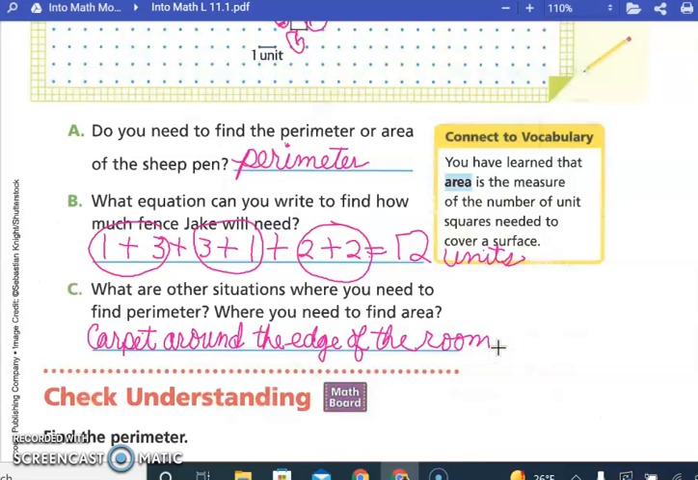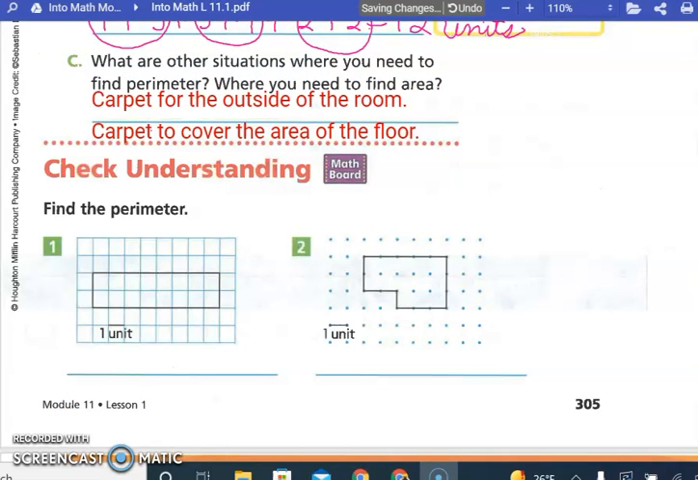What might we have needed area for? The surface of it. Okay, the surface of the carpet for the surface of our floor. So for area, you need to find the carpet to cover the whole surface of the floor. Okay. Go ahead and do your check your understanding. I want an equation for each of them, plus the number of units. Then I'll check, and we'll go on to our homework.